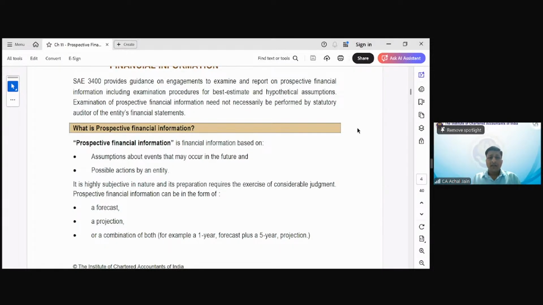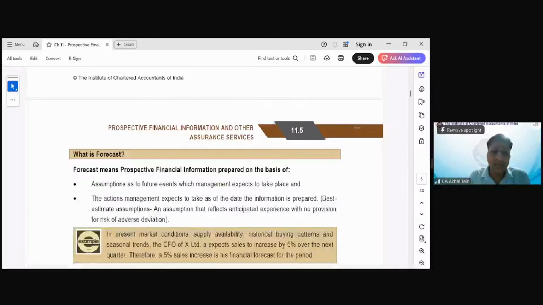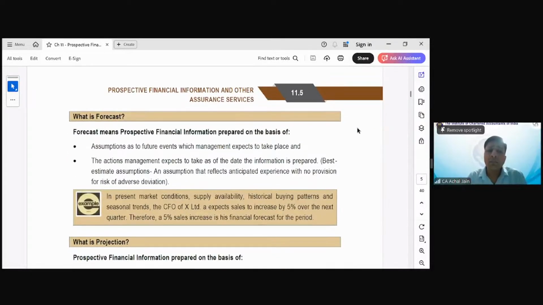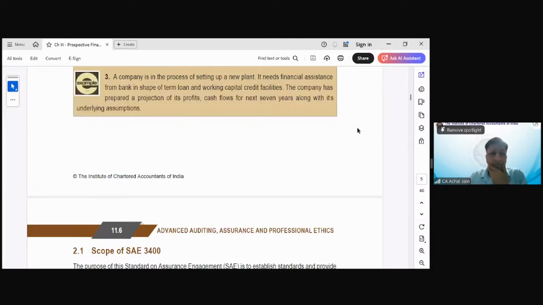Clear? So it's a forecast, it's a projection, or you can say it's a combination of both, but it's all about future data always. It could be for 1 year, 3 years, 5 years, again depending on what the management requires, wherever it is required.